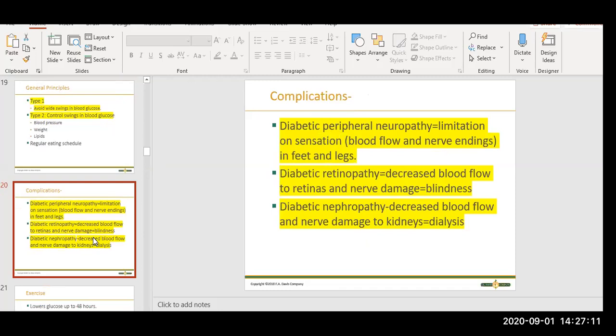Here are the 3 apathies that I talked about. Diabetic peripheral neuropathy, and there's a whole lot to say about foot care for diabetics because that's a big problem. Diabetic peripheral neuropathy, retinopathy, nephropathy, okay, and an explanation.